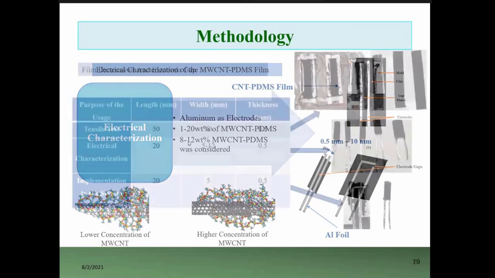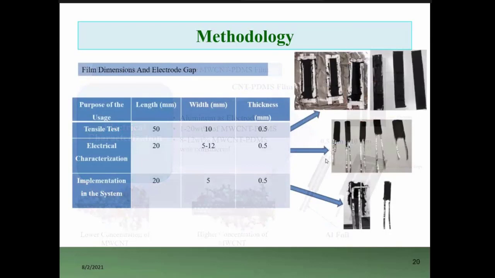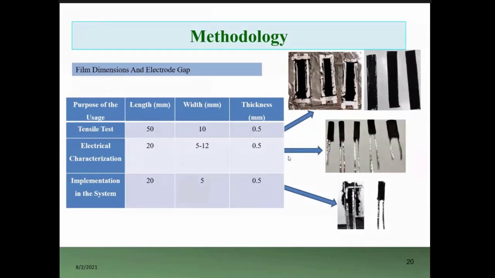So here you can see that different dimensions of the film were fabricated for different purposes. For example, in the case of the tensile test, electrical characterization, and for the implementation in the system, the same thickness of the film was used, which is 0.5 millimeter. But there was a little change in terms of the length and width for different purposes.